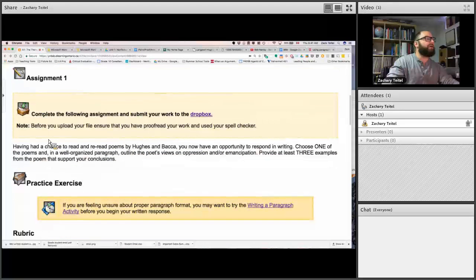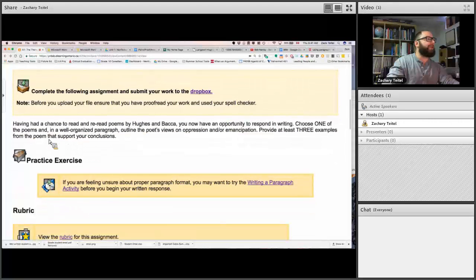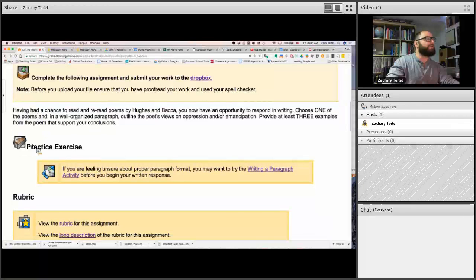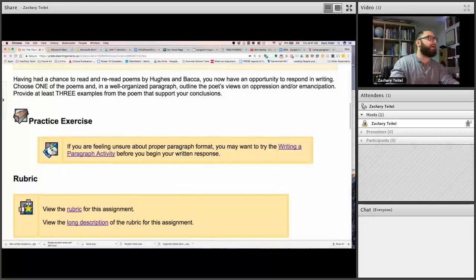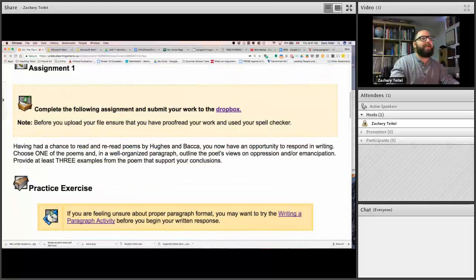This is where things get a bit interesting because I've already had quite a number of questions about this. So let's just zoom in and read this assignment description. Having had a chance, let me just minimize this guy. You guys can see that, or take him. Oh, I can't get him off the screen.